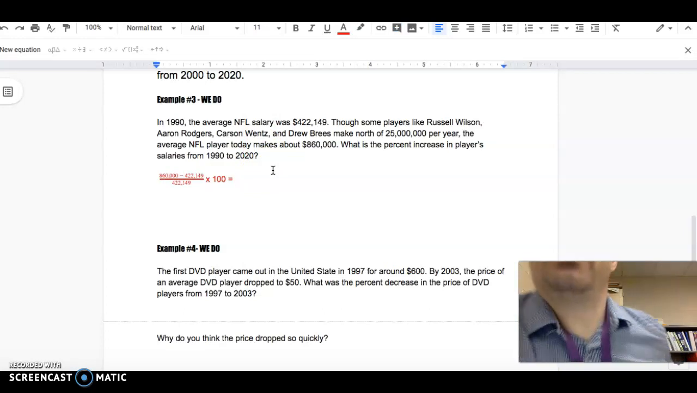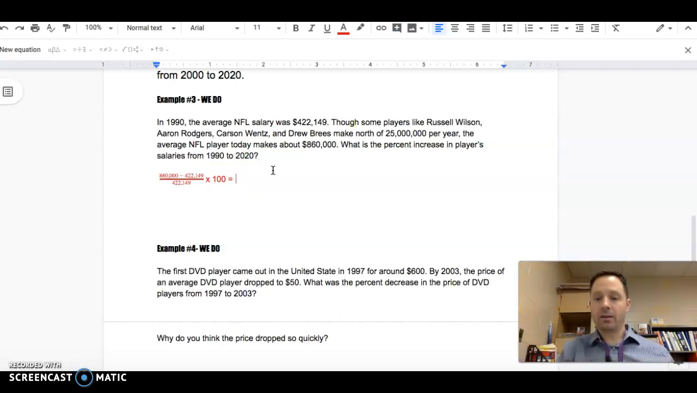So I'm doing this math authentically here. So 860,000, I punch that into my calculator. Get yourself a calculator if you don't have one, guys. $8.99 at Meijer plus sales tax. Minus 422,149, and that gets me a number, which you can't see because it was too small.